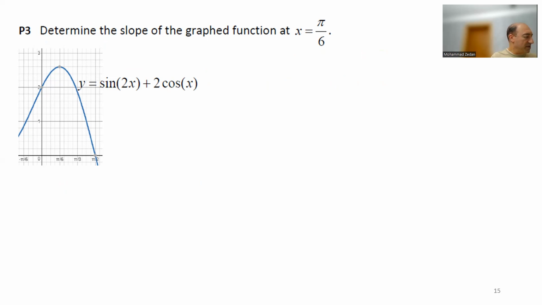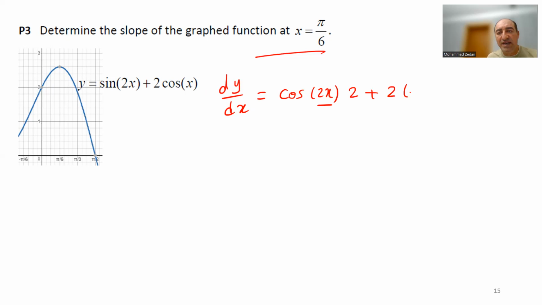Determine the slope of the graph of the function at x equal pi over 6. So the slope of the graph is simply the first derivative, dy by dx. Let's derive. Sine 2x is simply cosine 2x multiplied by 2, the derivative of 2x, plus 2 cosine x, whose derivative is negative sine x. So the answer is 2 cosine 2x minus 2 sine x.